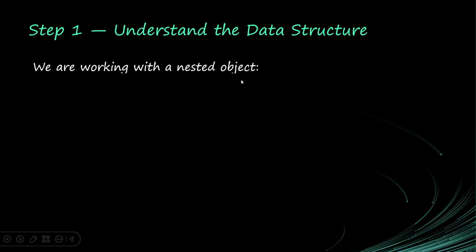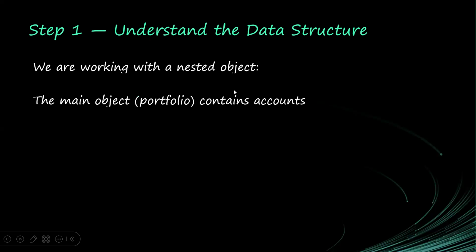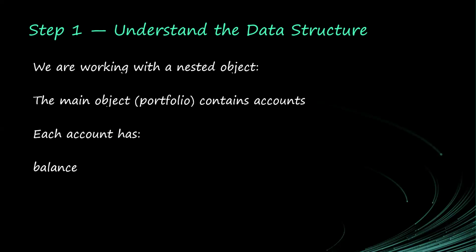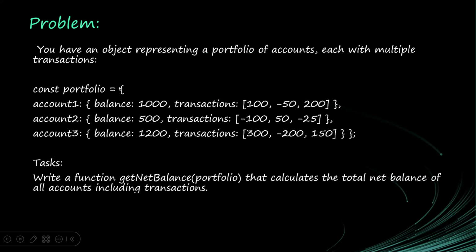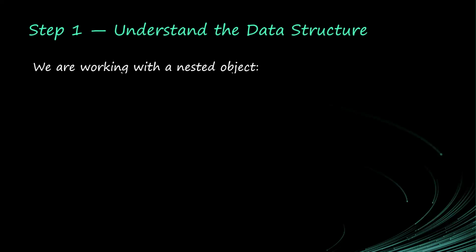So we are working with a nested object. The main object here contains other objects. So the main object, which is the portfolio, contains another object. Let's go back. Look at it. The main portfolio contains an object, and then it has nested objects. It is an object that contains other objects, and these other objects even have arrays inside of them. So you should understand the data structure.